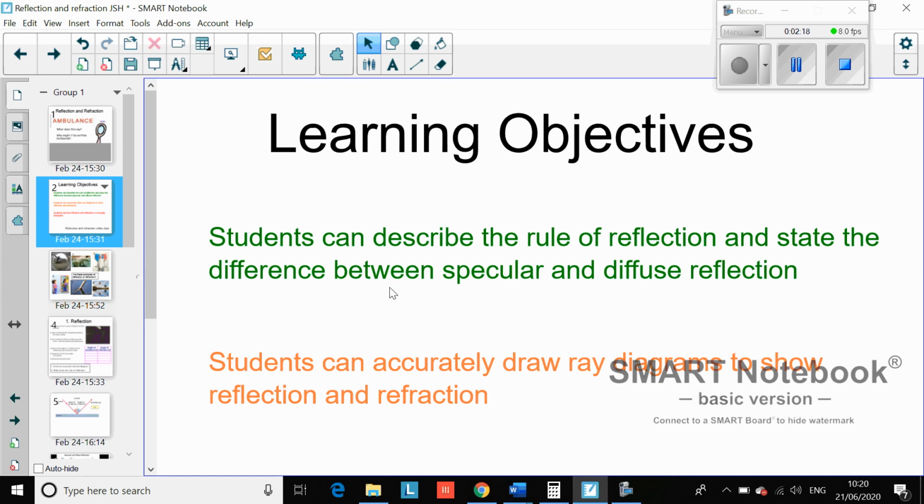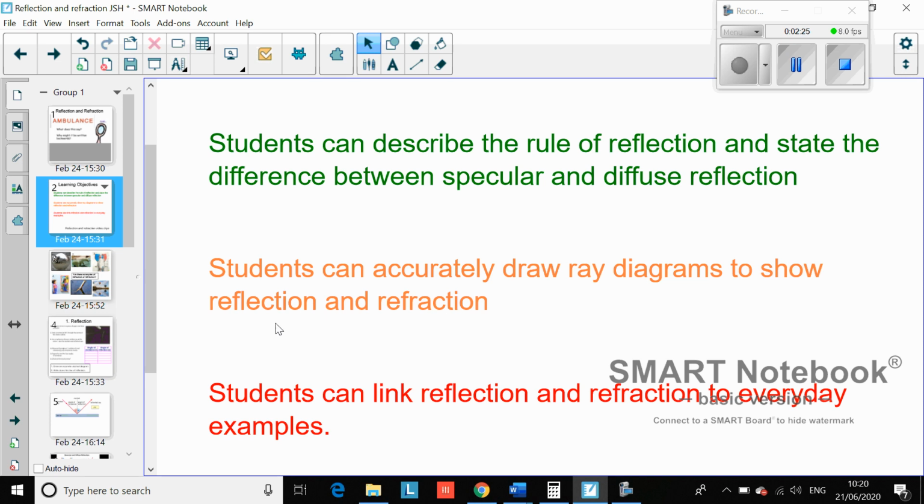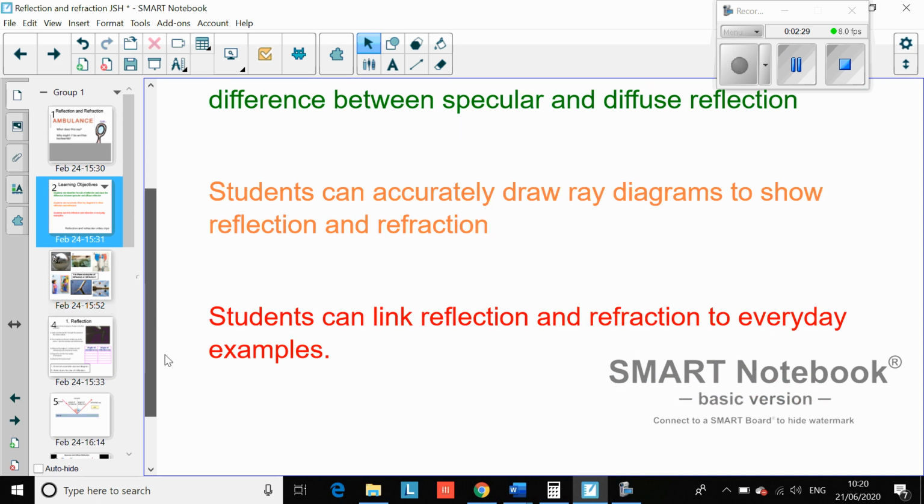Okay, so today what we're going to be doing is all of you should be able to describe the rule of reflection and state the difference between specular and diffuse reflection. Most of you can accurately draw ray diagrams to show reflection and refraction, and a few of you link reflection and refraction to everyday examples. Okay, remember reflection and refraction, not the same thing, so very important there.